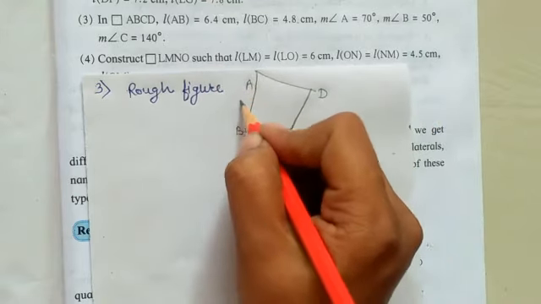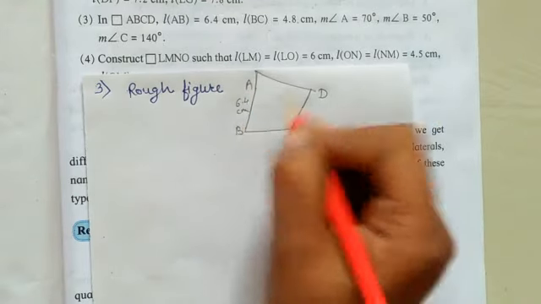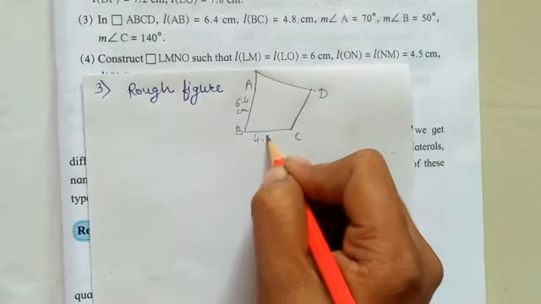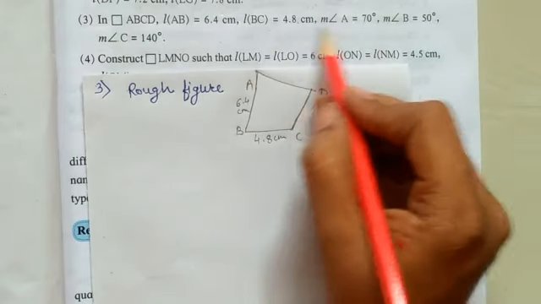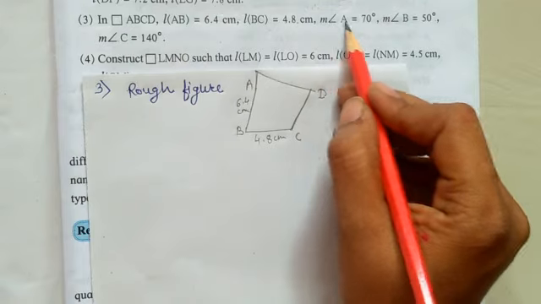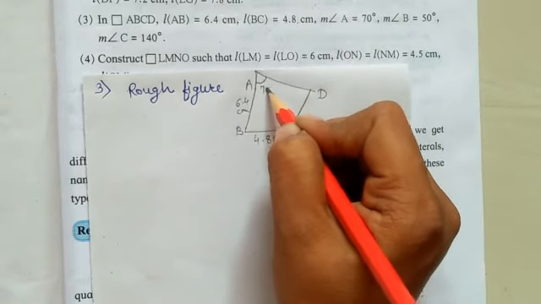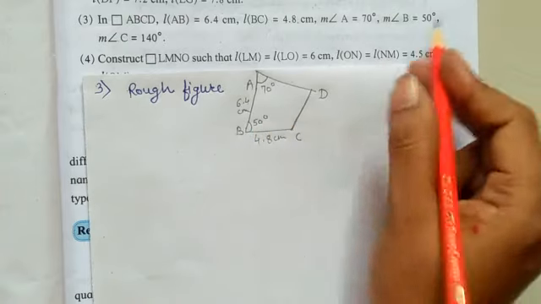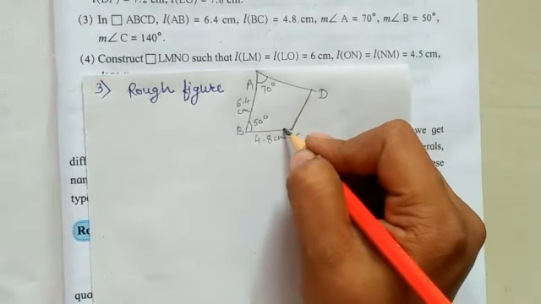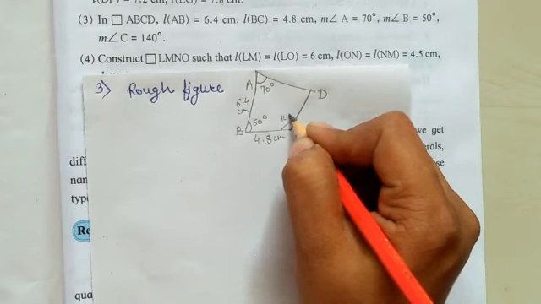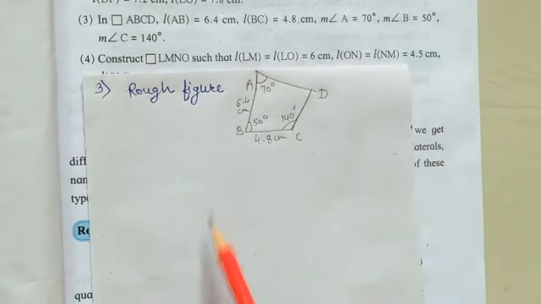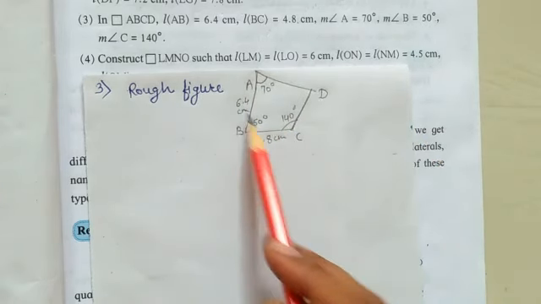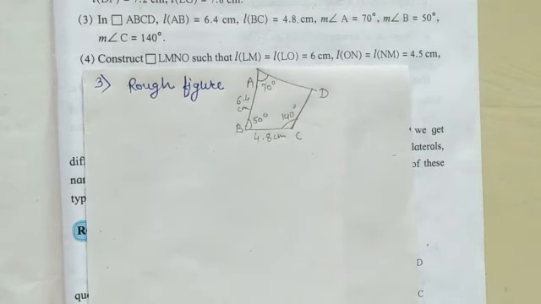ABCD. AB is 6.4 centimeter. BC is 4.8 centimeter. Measurement of angle A is 70 degrees. B is 50 degrees. And the measurement of angle C is 140 degrees. So like that, we have 3 angles and 2 sides, and on the basis of that we have to construct the quadrilateral ABCD.